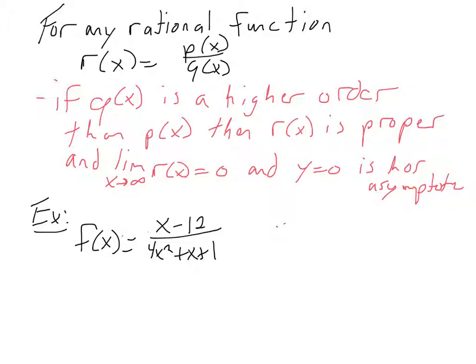Right, there's a rational function. Now, do we see that the bottom is a higher order than the top? It's a quadratic and the top is a linear function. So the quadratic's always going to increase faster. It's going to get bigger faster than the linear function as x gets really big. So right away we know that y equals 0 must be a horizontal asymptote.